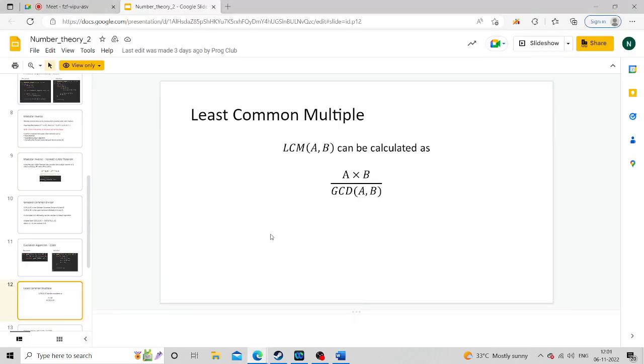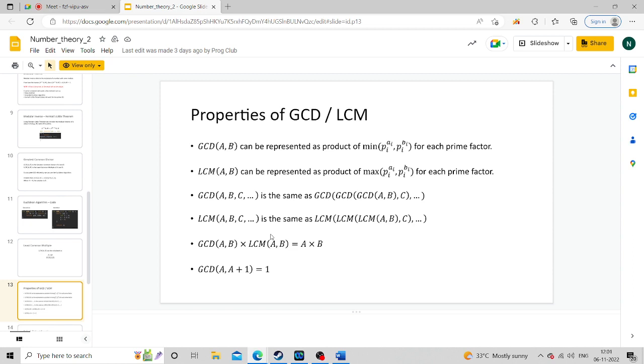So let's move ahead. These are some properties of GCD and LCM. We'll be studying them one by one. The first two properties I already explained, right? For each prime factor, we'll just take the minimum of both of them. Here we'll take the maximum of both of them.